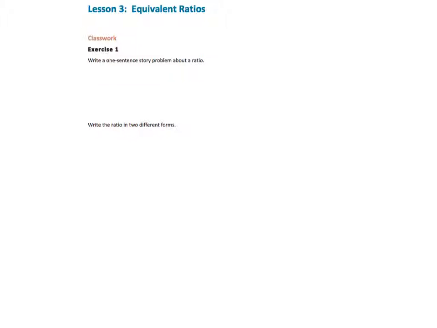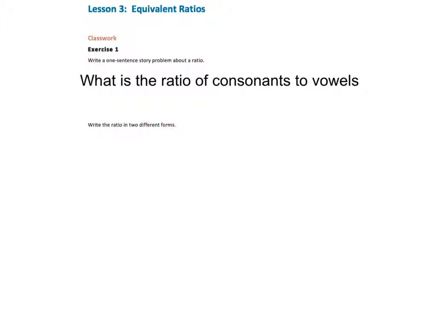They're vowels and consonants. So our word problem could be, what is the ratio of consonants to vowels in the word ratio? So that is our word problem about the word ratio. It's comparing or showing the relationship between 2 values, the value of consonants and the value of vowels.